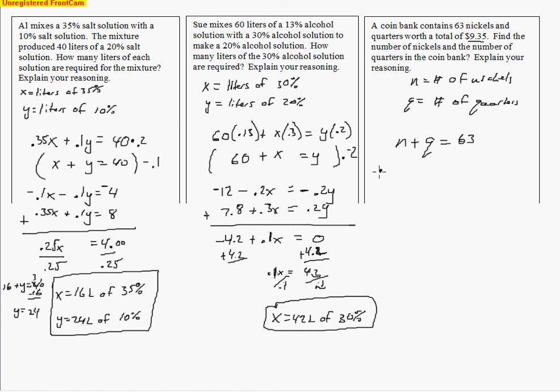The value of a nickel is 0.05. Make sure you put the 0.05 there, not 0.5. That would be a 50-cent piece. This is going to be 0.25Q equals $9.35. So I'm going to just cancel out the 0.05 N. That'll be easier. So I'll multiply every number there. So I get negative 0.05 N, and then minus 0.05 Q equals, and then 5 times 63 gives me 315. So that's going to be 3.15, and that'll be negative.